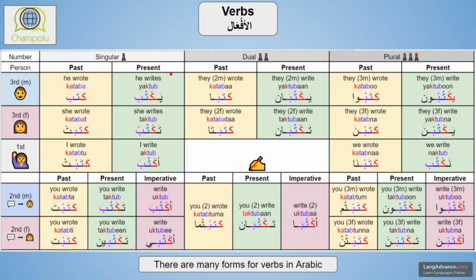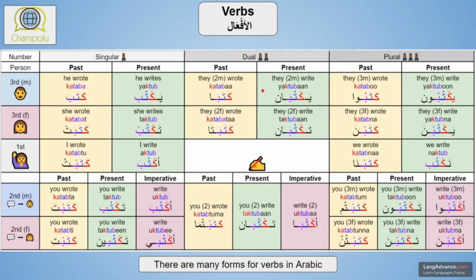Now moving to the present, so we can say something like he writes, yaktub. She writes, taktub. I write, aktub. And then for addressing an individual male in the present, you say you write, it's taktub. For addressing a female, taktubin.